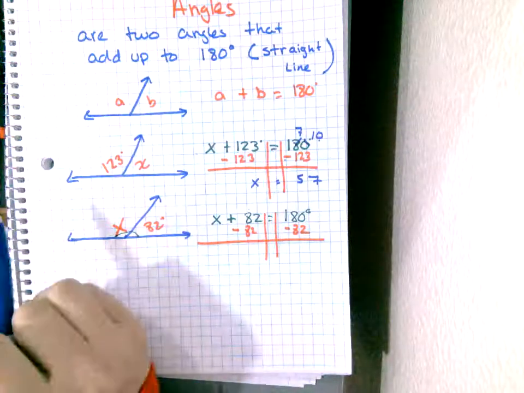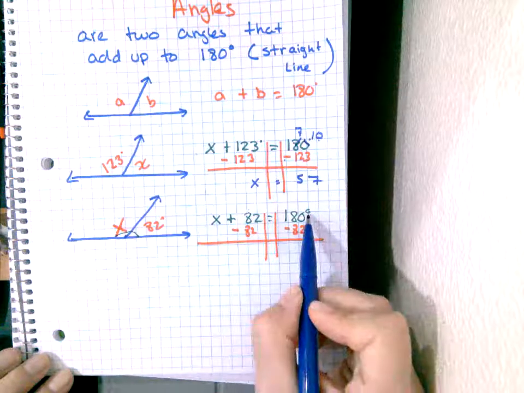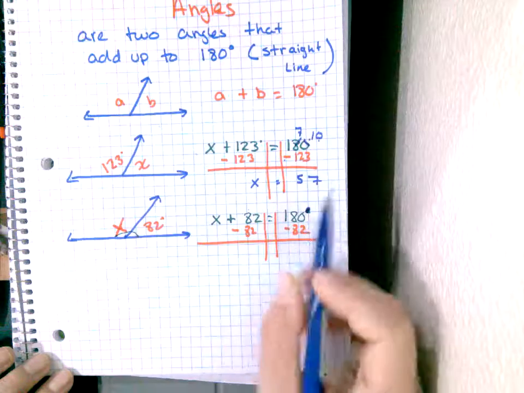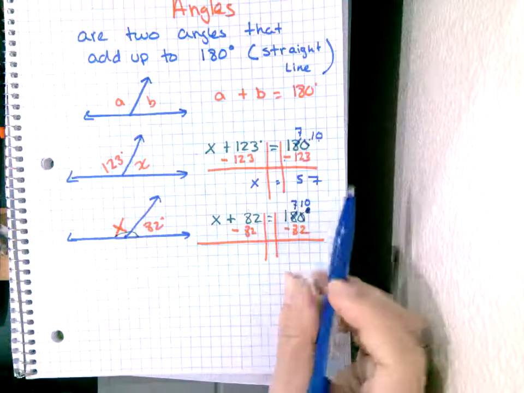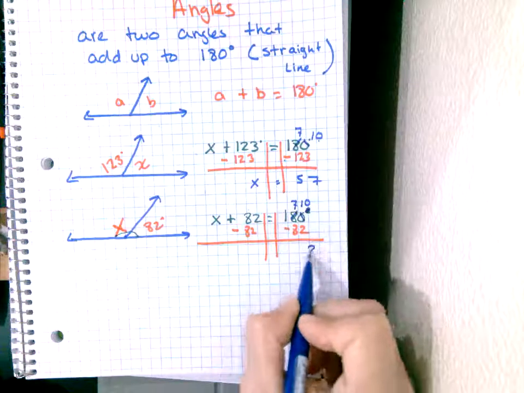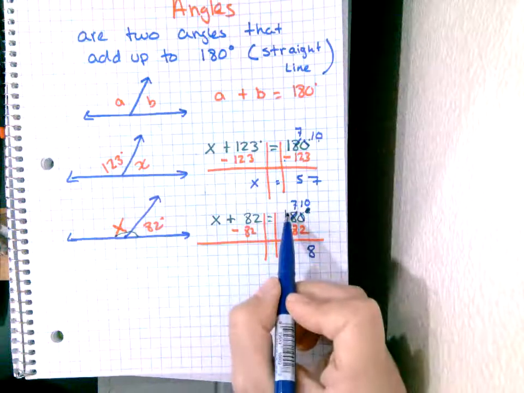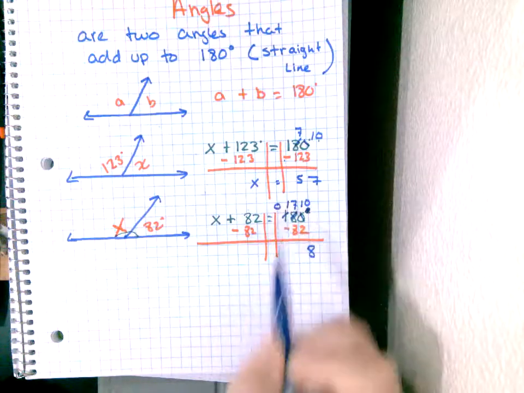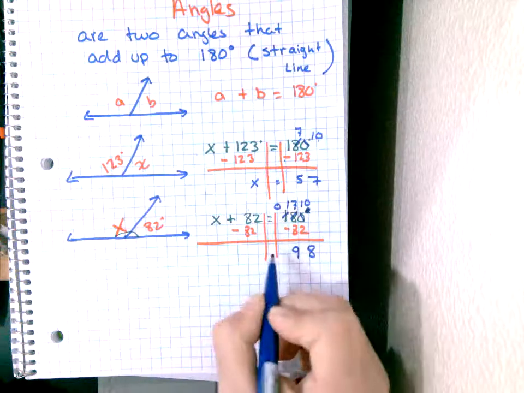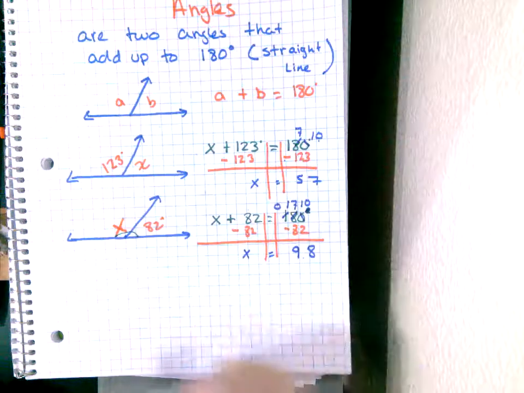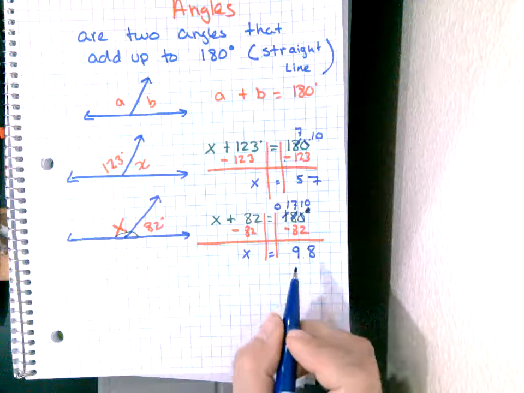Again, be very careful when you borrow. Very, very careful. And this is a degree sign, so some of us don't write that. So 10, this becomes a 7, right? 10 minus 2 is 8. And then I have 7 minus 8. Uh-oh, I can't do 7 minus 8. So the 1 becomes a 0, and this becomes a 17. 17 minus 8, now we have a 9. So x equals 98.